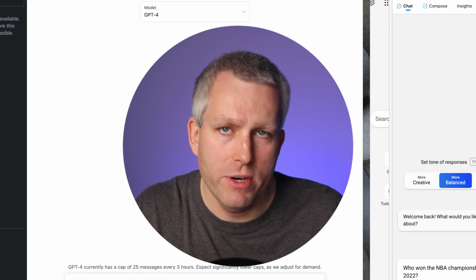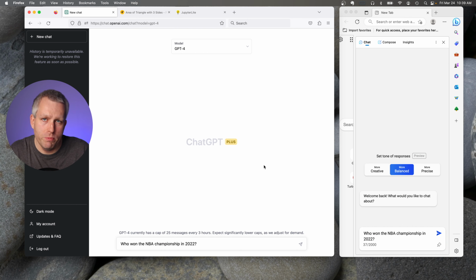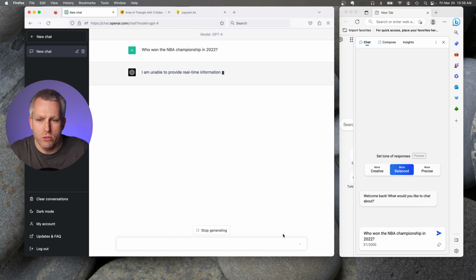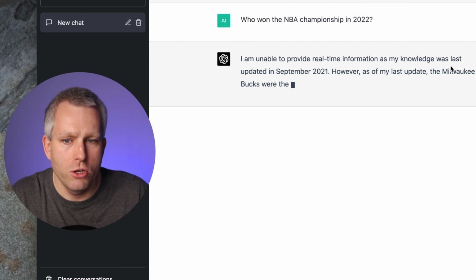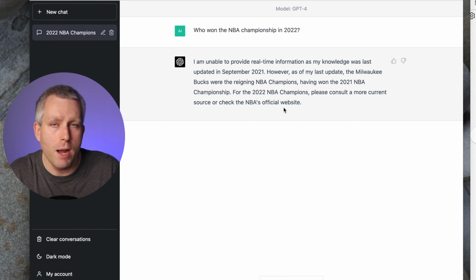The third big difference is the data cutoff, or how up-to-date these models are. One big limitation of GPT-4 is that it was trained on data up to September of 2021, so it doesn't have any information about what happened after that date. So let's test this. I'll ask, who won the NBA championship in 2022? And then it's going to generate an answer. So it says, I'm unable to provide real-time information as my knowledge was last updated in September of 2021. So unfortunately, it's not able to provide up-to-date data, but it gives you the last available data.